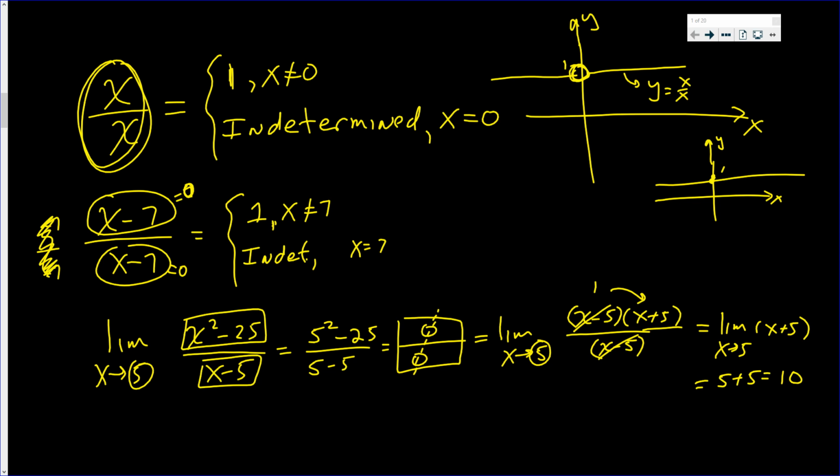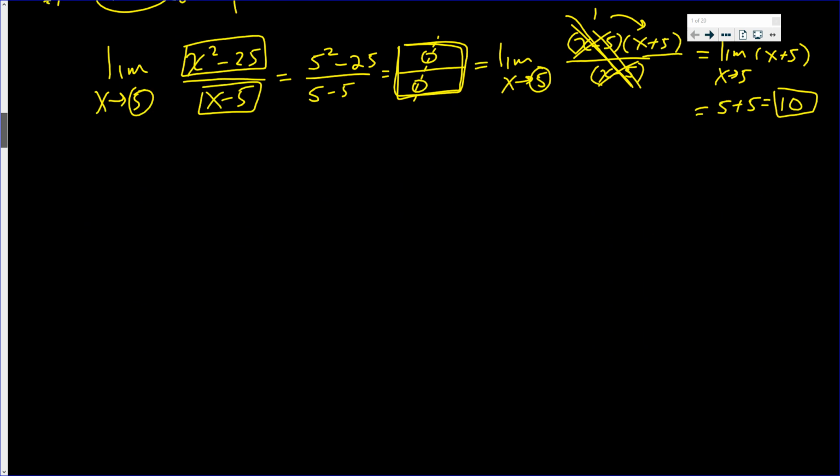Oh, by the way, here's where we crossed off 0 over 0, like I said. And there may be times where you'll have to cross it off a second time and a third time. But eventually, you won't have 0 over 0 anymore. And in this case, 0 over 0 actually equaled the number 10.